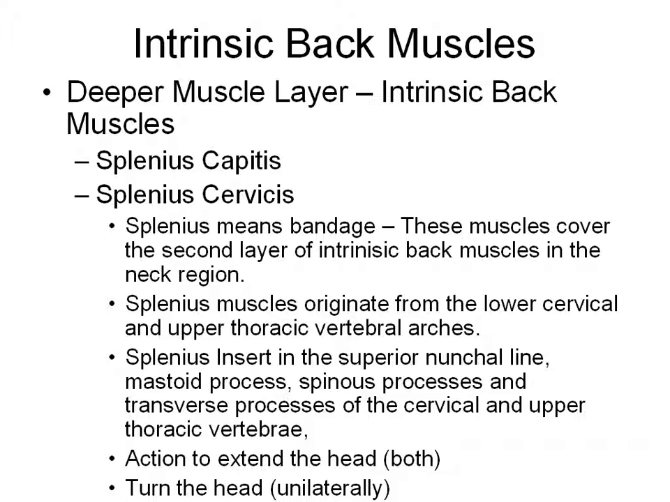What's their action? What do they do if you contract them? If you use both, they extend the head. If you put your chin on your chest, you flex the head. When you pull the head straight back up to 180 degrees, that's extending the head. If you contract only the splenius muscles on the right side, you're turning the head. When you look to the right, you're using your right splenius capitis and cervicis. When you look to the left, you're using your left splenius capitis and cervicis.